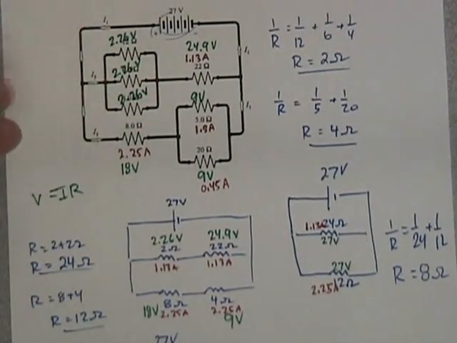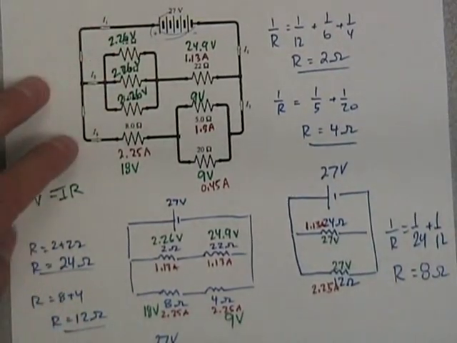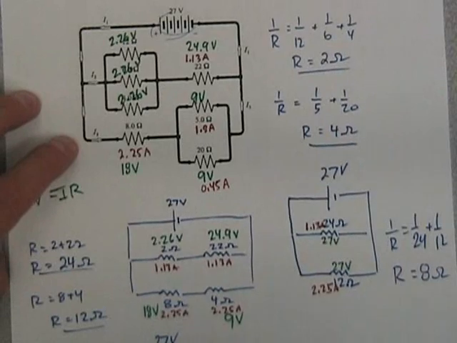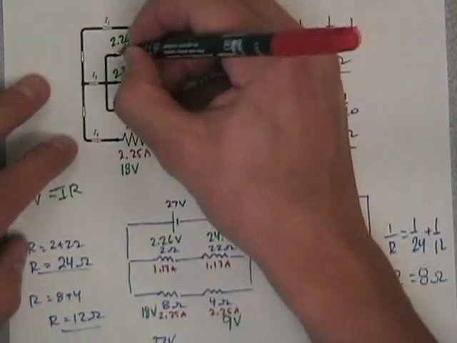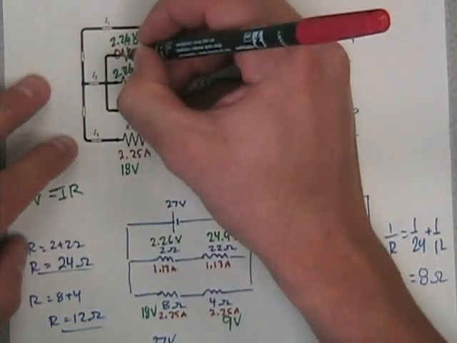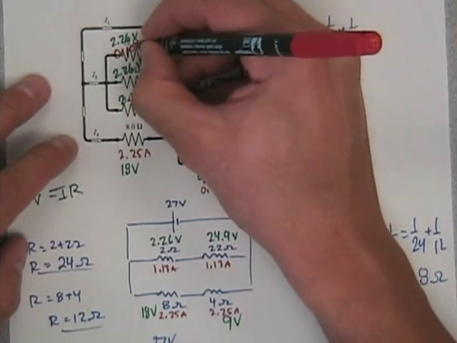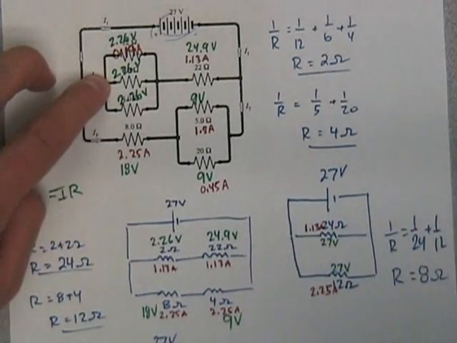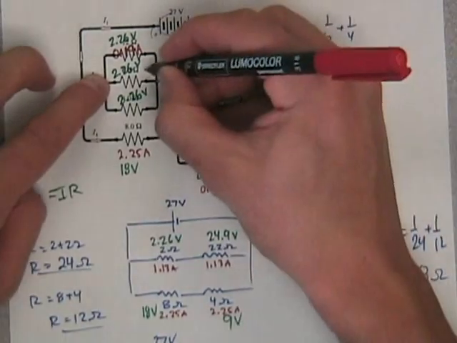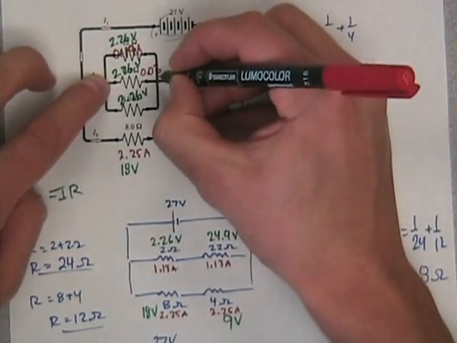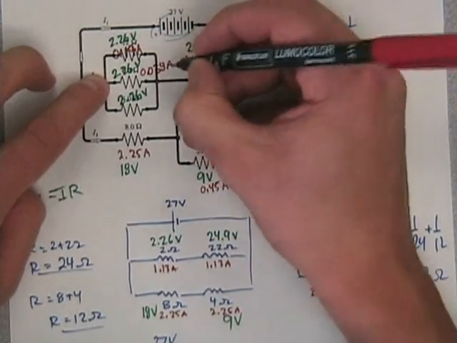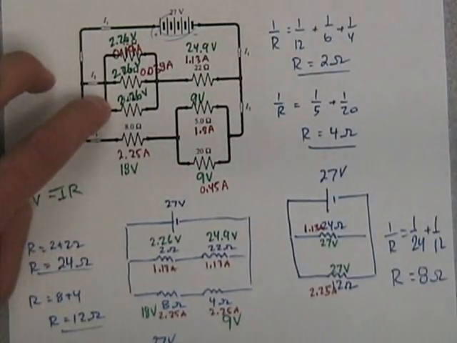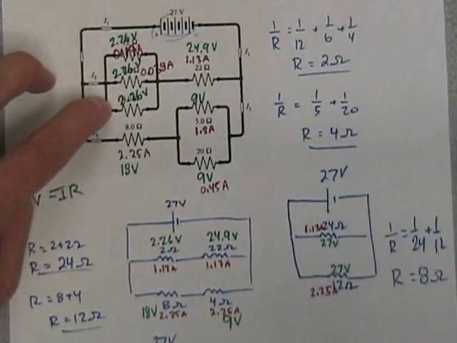So I'm going to go back to my V over R for this. 2.26 divided by 12, that's 0.188, so I'm going to call it 0.19 of an amp. 2.26 divided by 60 is 0.0376, so I'm going to call it 0.038 amps. And 2.26 divided by, what's that, 40 or 4?